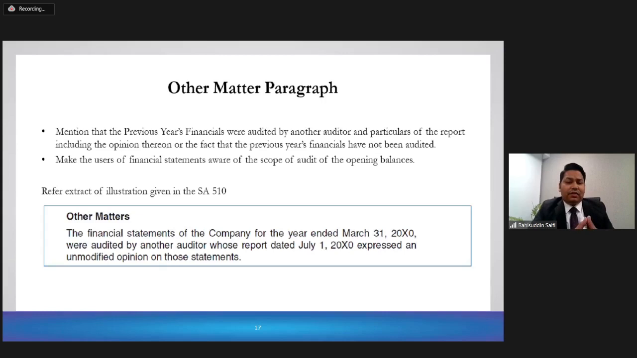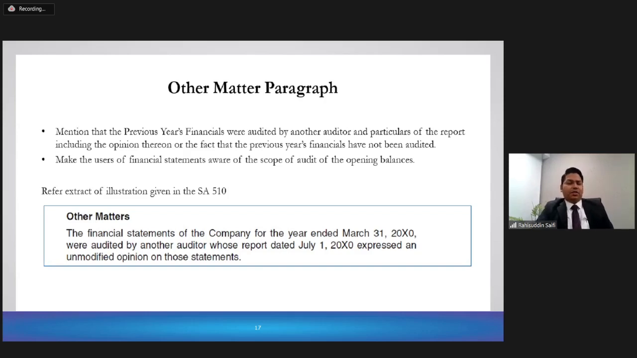So there is one more para, like the other matter paragraph. If we are appointed as a subsequent auditor, the standard requires us to disclose the fact that the previous year financial statements were audited by another auditor, and particulars of the audit report, like whether the report issued by the previous auditor contains a modified opinion or an unmodified opinion. So this is the example, the screenshot of the example given in this SA 510. You can have a look at this.